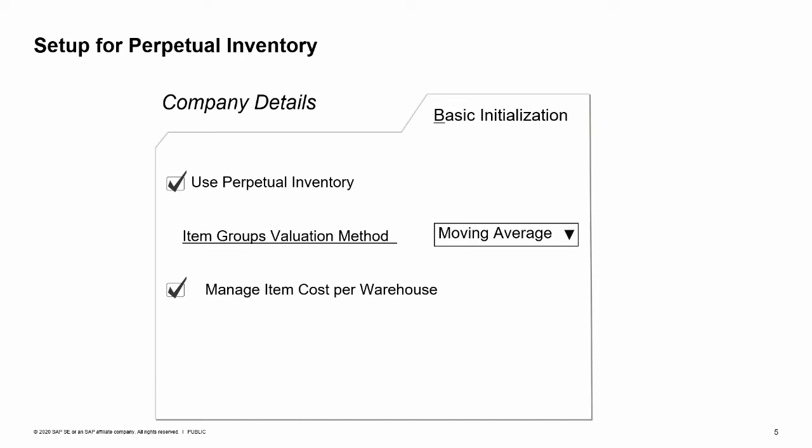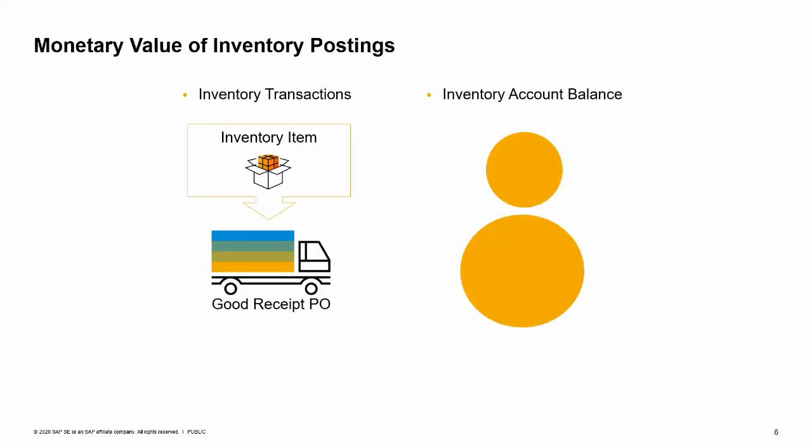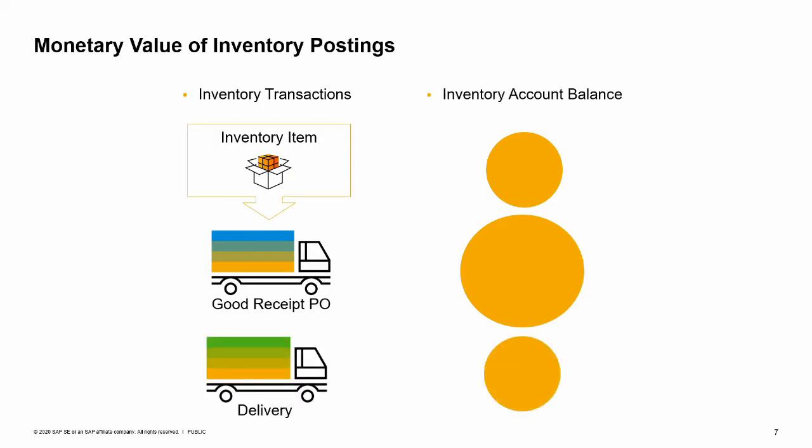Let us quickly review the monetary effects on stock value of an inventory item when using perpetual inventory. As you purchase an inventory item, the balance of the inventory account increases. When you sell this item and deliver it to a customer, the balance of the inventory account decreases. We see that values increase as stock quantity grows and values decrease as stock quantity shrinks. The value of an item received into inventory is based on either a purchase price or a fixed value. However, how do we determine the value of the item when it is issued?